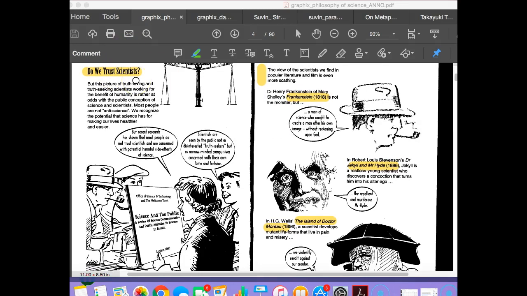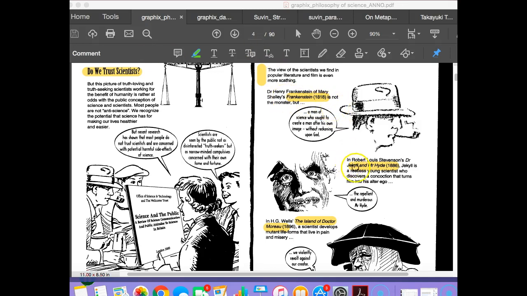Do we trust scientists? So as I said before, science probably up to about World War II was the golden boy of the American success story. But in the ensuing 80 years, there's been a lot of critique of science. So people have become more skeptical of science in a lot of ways. And so the text talks about this and talks about popular depictions of science.